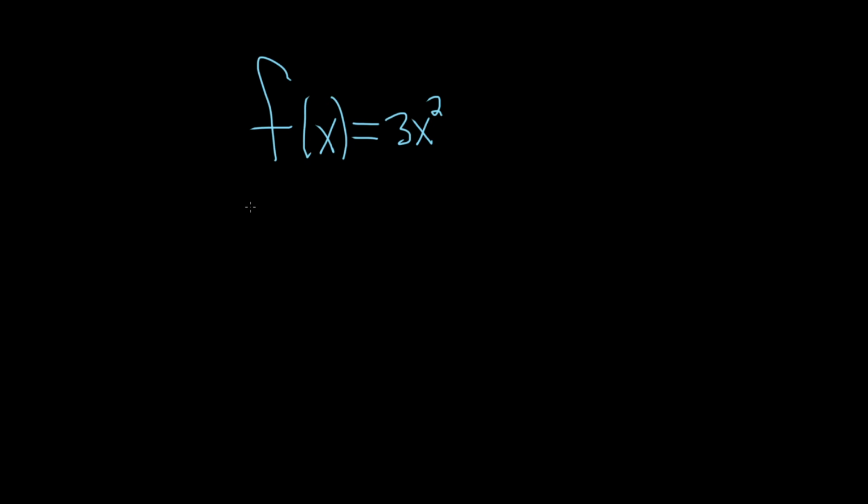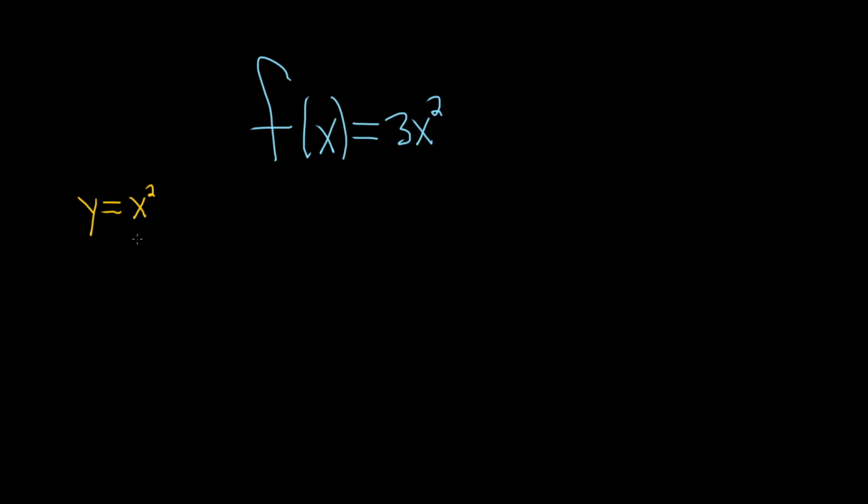In this problem, we have to look at the graph of f of x equals 3x squared. So we'll start by looking at the base function, or the parent function, which is just x squared. Let's give a careful graph of x squared. So y equals x squared.